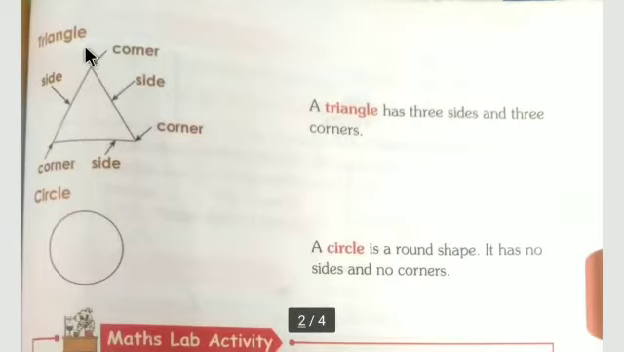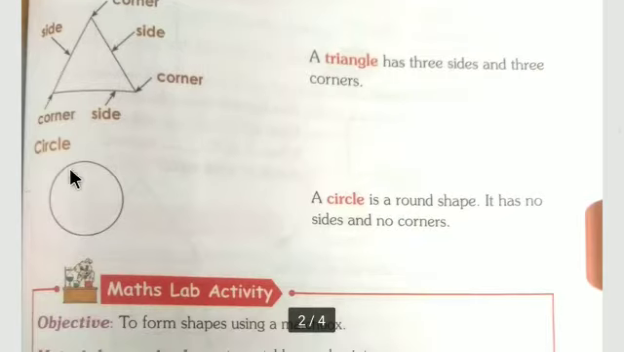Next, triangle. A triangle has 3 sides and 3 corners. How many sides does a triangle have? See, 3 sides and corners also 3. 1, 2 and 3. And this point where two sides are joining is called a corner. Next, circle. A circle is a round shape. It has no sides and no corners. Okay. Circle has no sides and no corners.